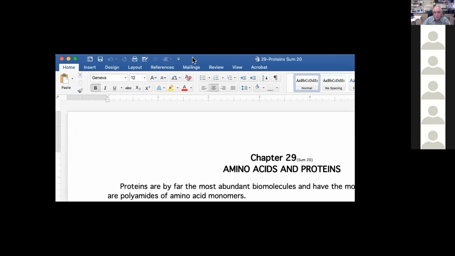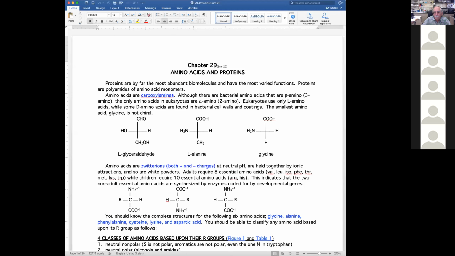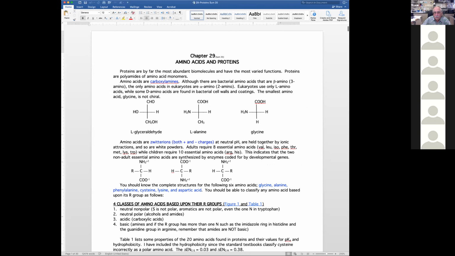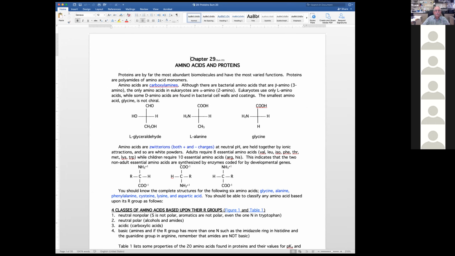So this is the first chapter of Unit 3. Okay, so amino acids and proteins. Amino acids are carboxylamines. So here is a carboxyl group, right? Carboxylic acid. Here's the amine.